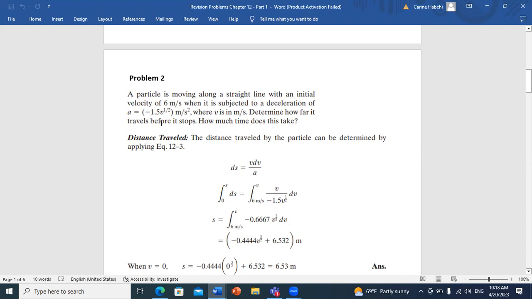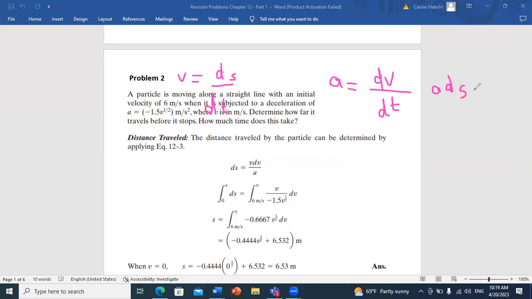Always when you have such problems, what is the first step to do? You should select the corresponding differential equation. If you remember, in chapter 12 we have seen several differential relations. We have first a equals dv by dt. We have also that velocity is ds by dt. And we have that a ds is equal to v dv. Which one to use depends on the given.